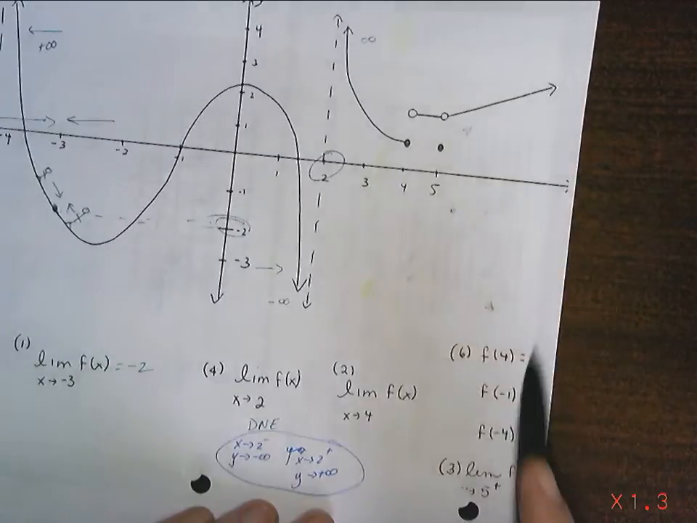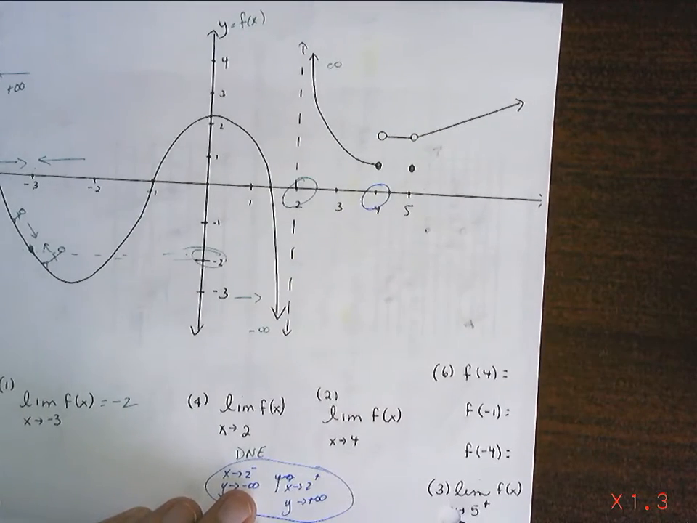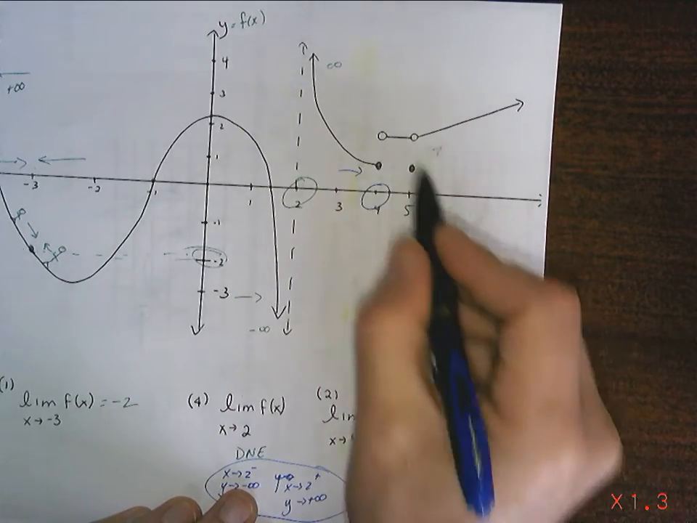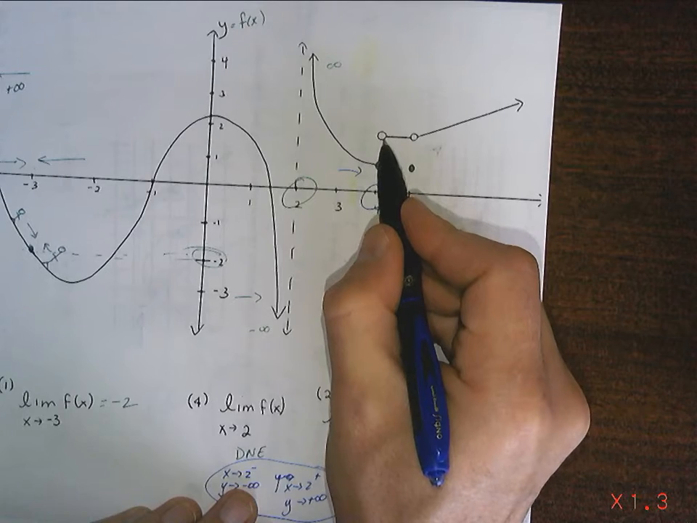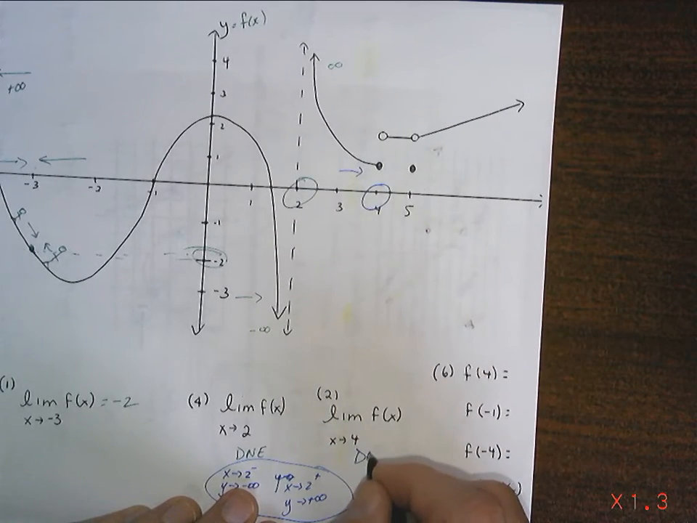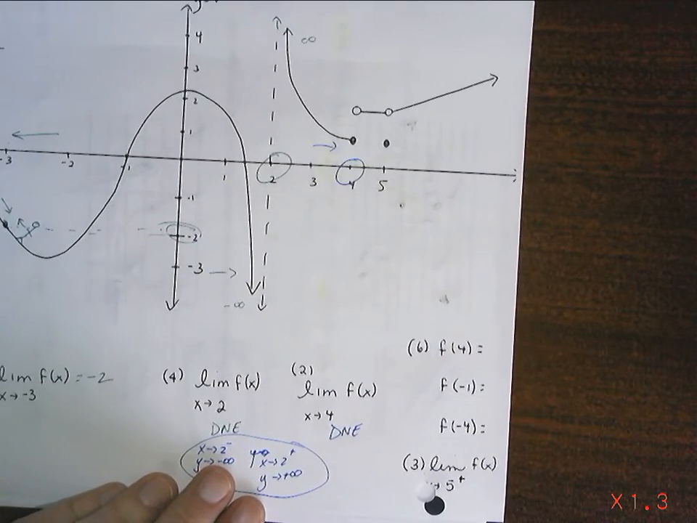Okay. Over here, the limit as x approaches 4 now. So there's 4. This is a two-sided limit. So as I approach from the left, I see that I'm approaching 1. And as I approach from the right, I see I'm not approaching 1. That's a problem. Does not exist. The limit values are not the same, so that limit doesn't exist.